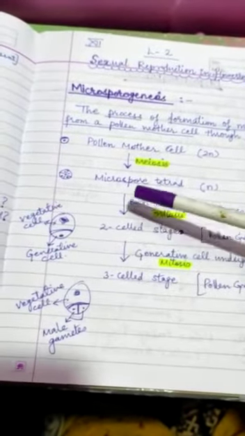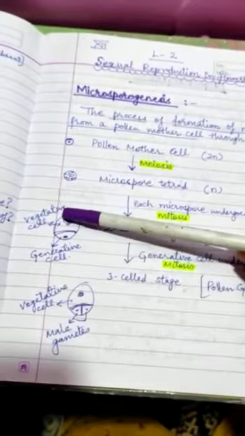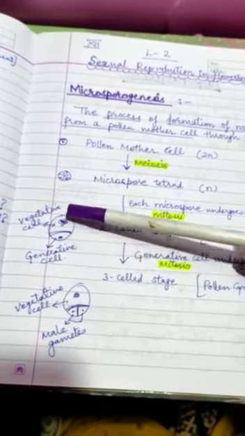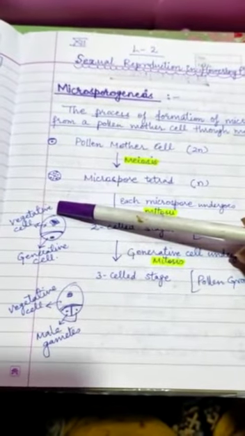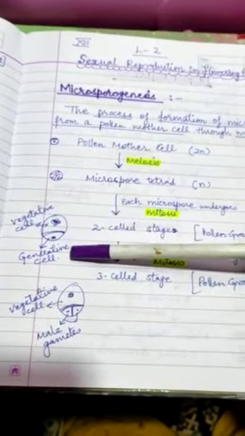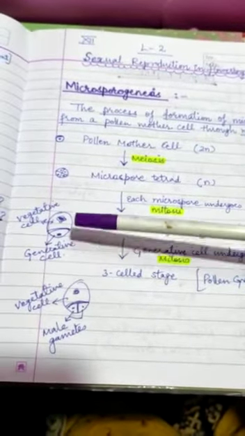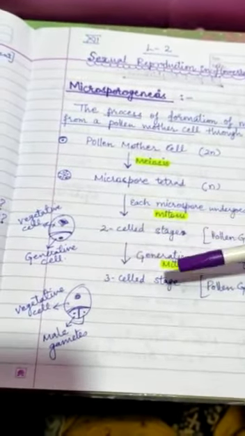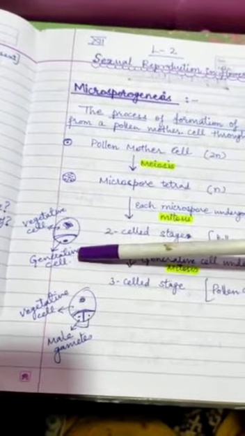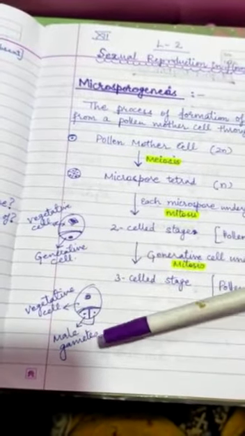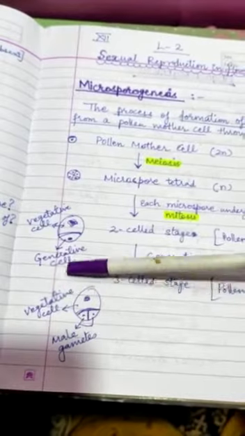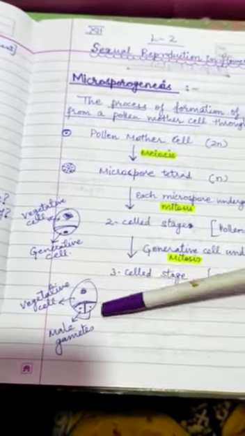Actually in the 2 cell stage there are 2 cells, vegetative cell and a generative cell. Vegetative cell gives nourishment. Generative cell produces gametes. So generative cell undergoes mitosis. So from one generative cell we get 2 male gametes. So total there are 3 cells.